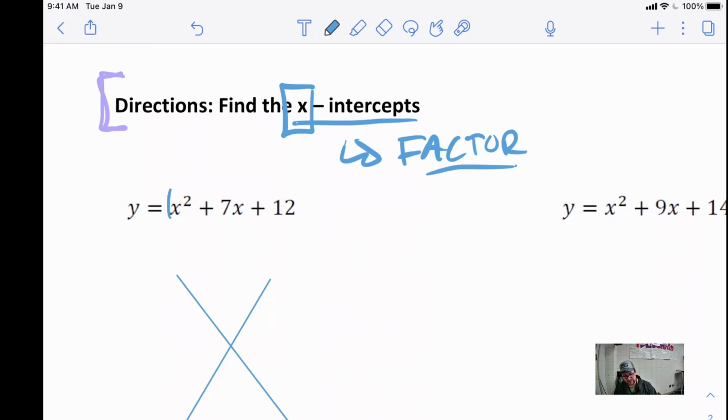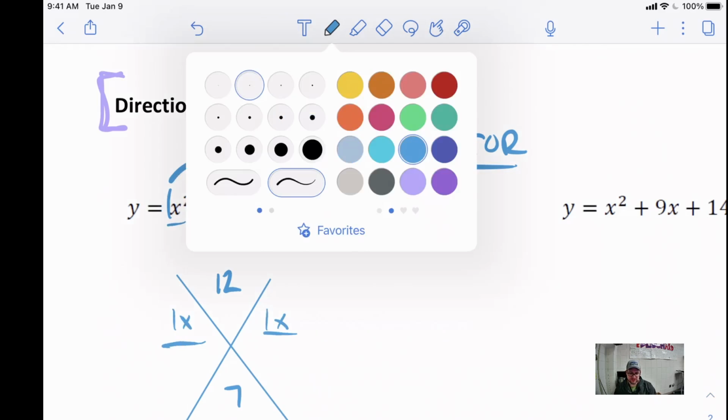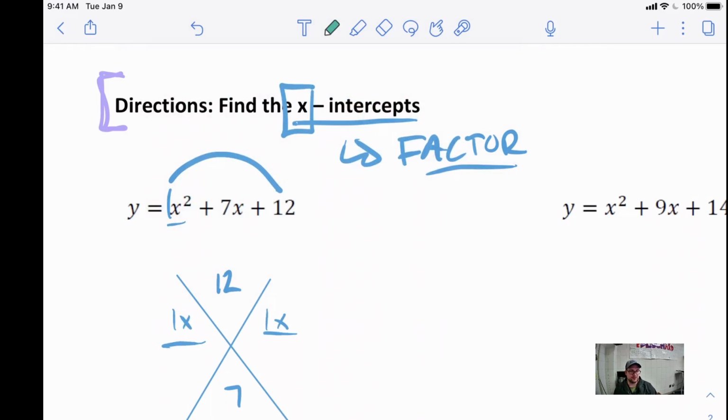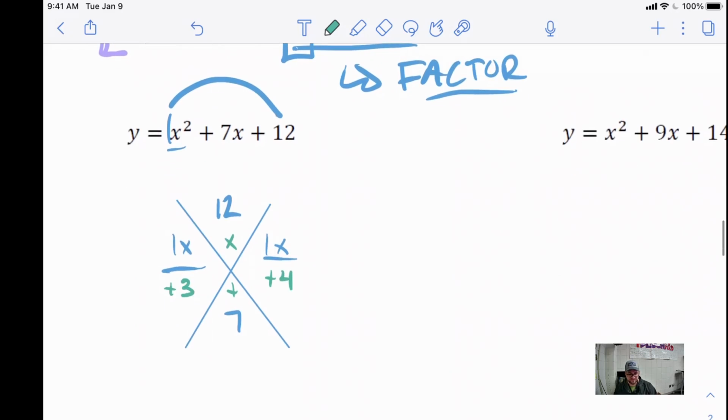Remember, if this is 1, 1 times 12 becomes the top number, and 7 goes on the bottom. We're going to have 1x on the side and 1x on the side. And then we're just thinking, what 2 numbers multiply to give us 12 that add to give us 7? Well, that would be a positive 3 and a positive 4. So our factors would be 1x plus 3 and 1x plus 4.